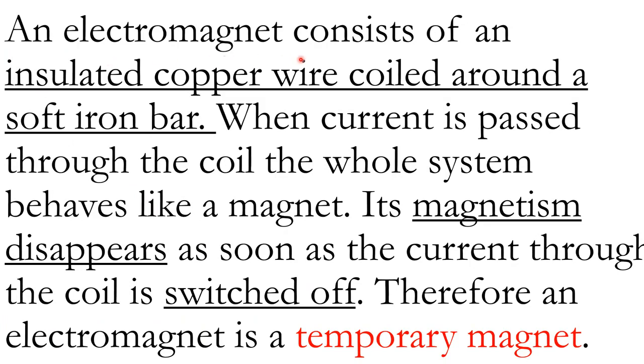An electromagnet consists of an insulated copper wire coiled around a soft iron bar. When current is passed through the coil, the whole system behaves like a magnet. Its magnetism disappears as soon as the current through the coil is switched off. Therefore, an electromagnet is a temporary magnet.